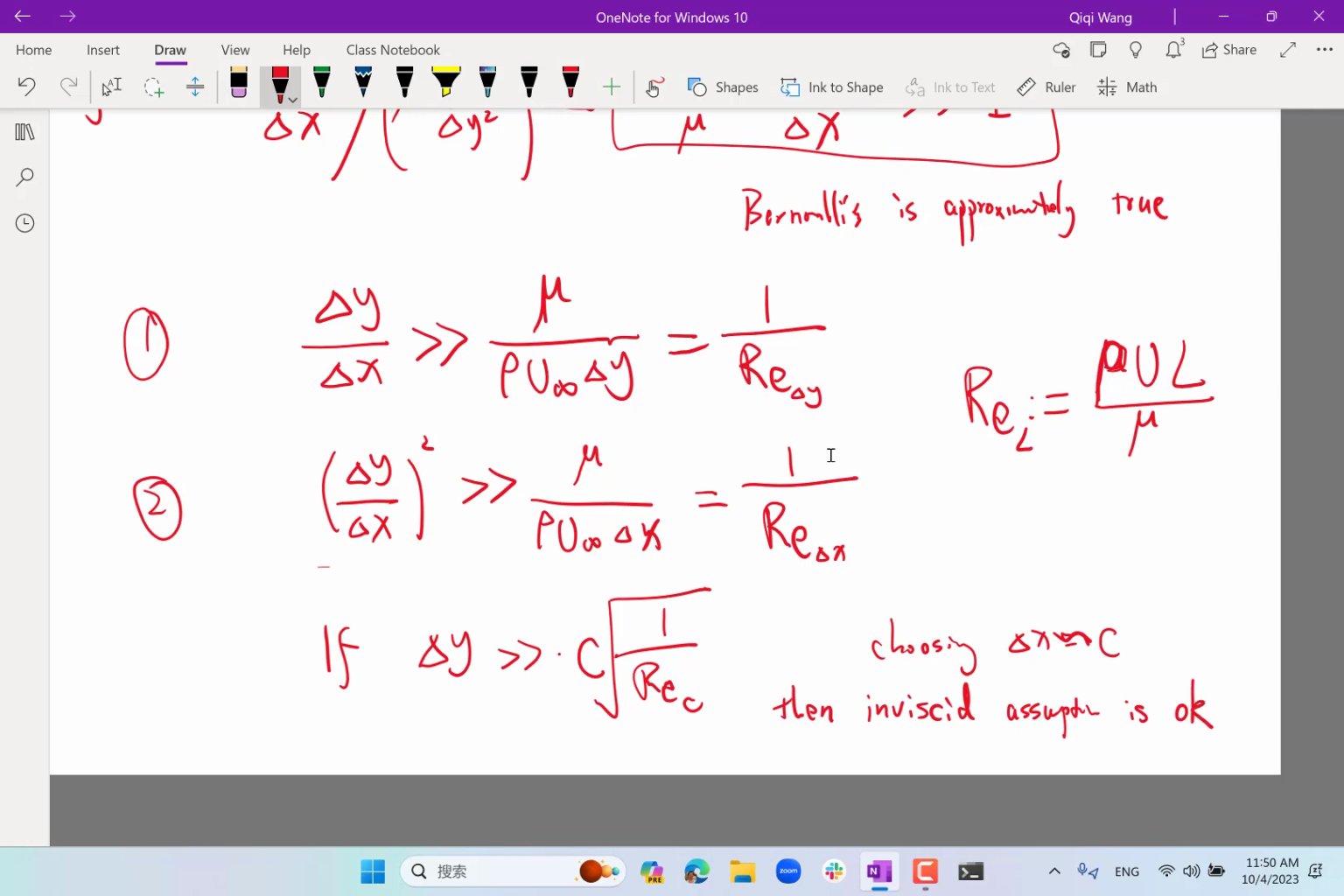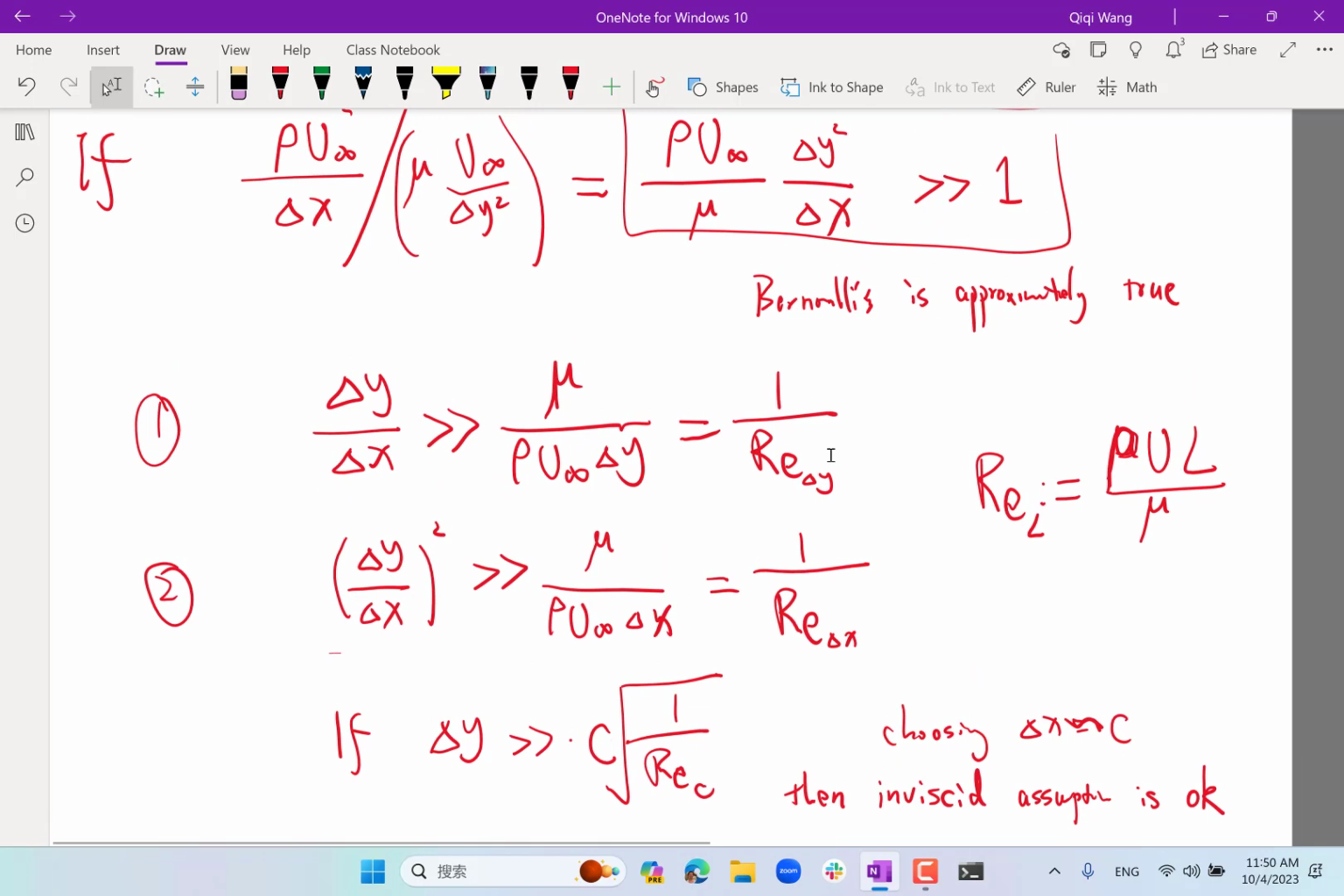And if delta y is not much greater than that, but is several times or on the order of that number, then I cannot approximate the flow as inviscid, and I'm looking at a scale of the boundary layer, right? So this actually gives me roughly what the thickness of the boundary layer is. Yes? When you're talking about delta y, you always mean delta y from the surface up to some value of y? Yes, right.